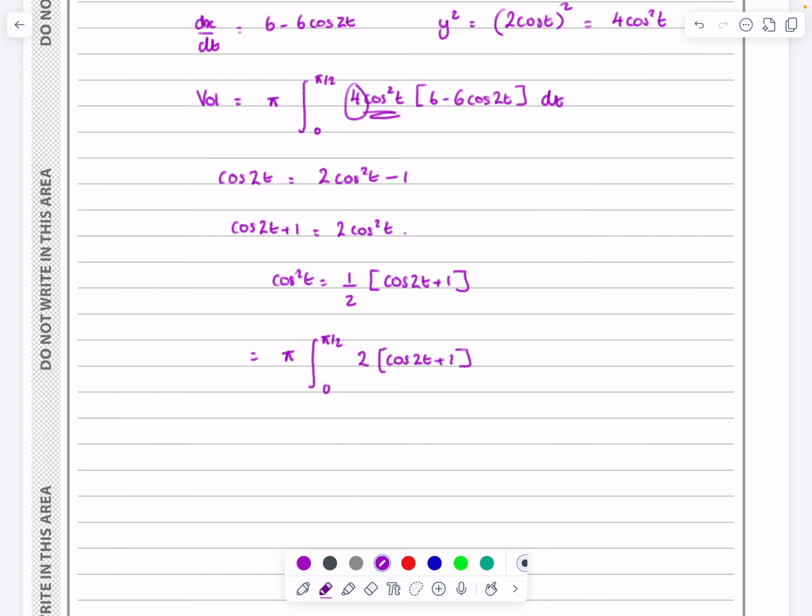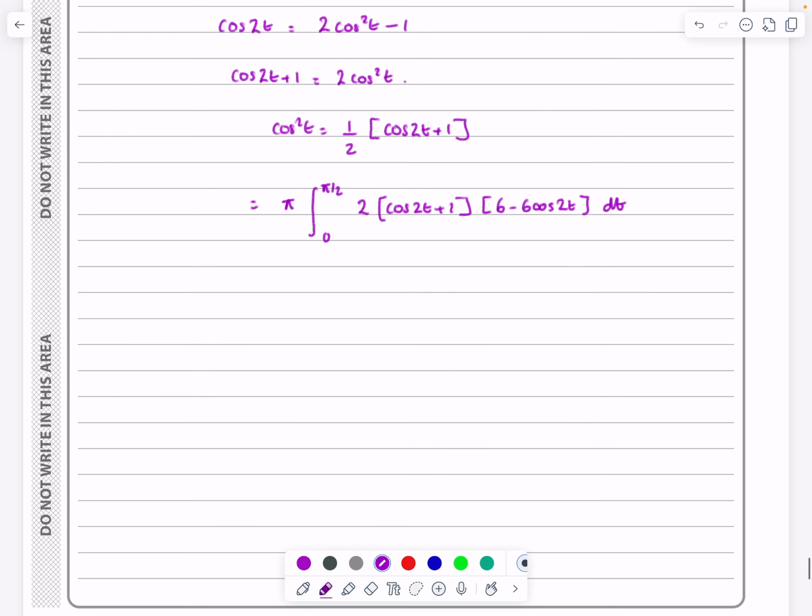Okay, because we've got the 4 and the half there, so 2 lots of that, multiplied by 6 minus 6 cos 2t dt. Right, so I've done lots of this sort of work before. I know exactly what I've got to do here.